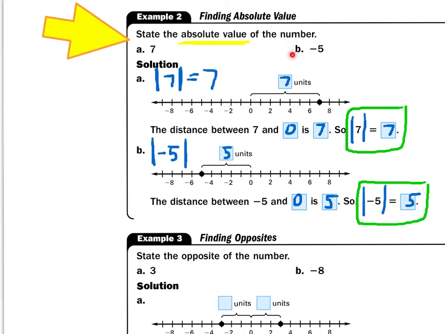And the next number they wanted me to use was -5, so put the absolute value symbols around -5. So the absolute value of -5 is 5 because it's 5 steps away from 0. They're showing you that, and I boxed my answer right here.